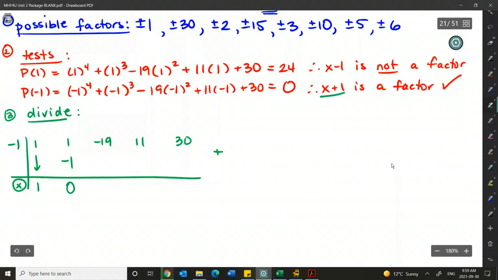Add, multiply again, we're going to write the answer up here. So negative 1 times 0 is 0. Add, multiply, negative 1 times negative 19, write the answer up here. 19, add, we're going to get 30. Negative 1 times 30, negative 30, add, we get 0.